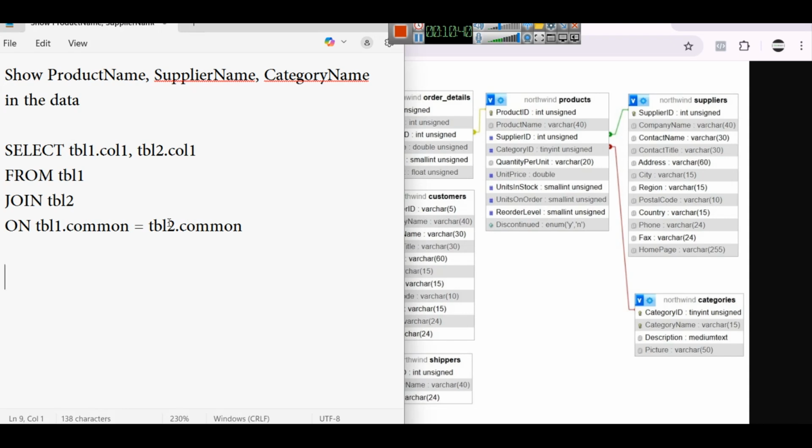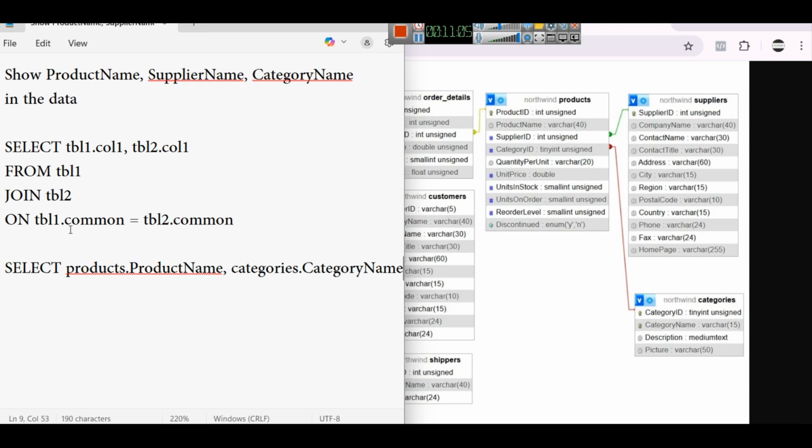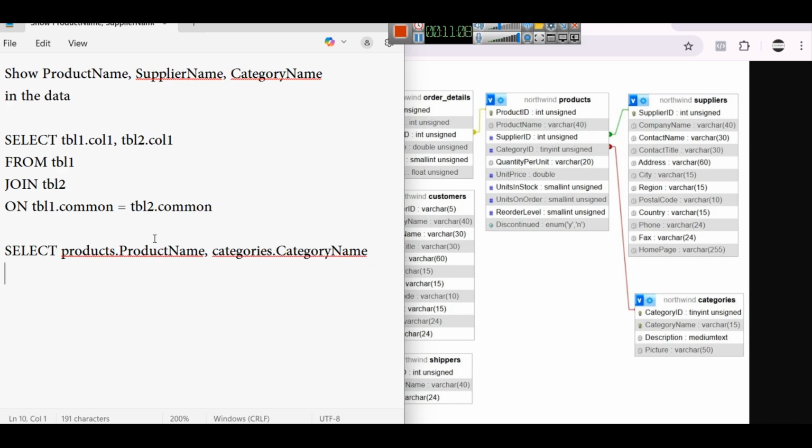So for example, if we just look at this table, we will write select products dot product name, comma, categories dot category name. Is it clear? So this is TBL1 dot column 1, TBL2 dot column 1. And in TBL2 you can select any number of columns.